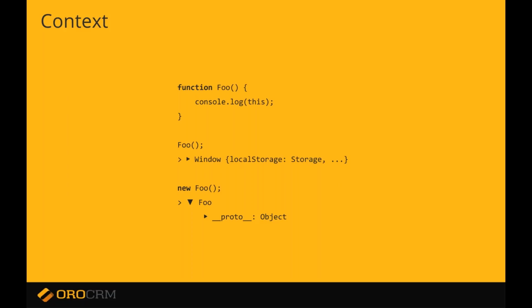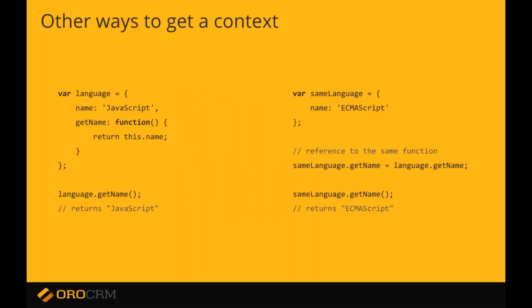But if we invoke the same function with the operator new, we will see that now this is a pointer to an object that is created by foo, with some prototype. So there is a main difference when we call just a function and a function with the operator new. There is another way to define the this reference.